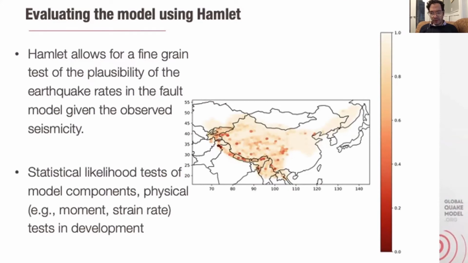Once we have a rupture model from SHERIFS, we can evaluate the model's performance compared to the catalog using Hamlet, which is a program we're developing in-house. This lets us break down models spatially and component-wise to test different aspects of the model's performance through statistical likelihood and physics-based metrics.